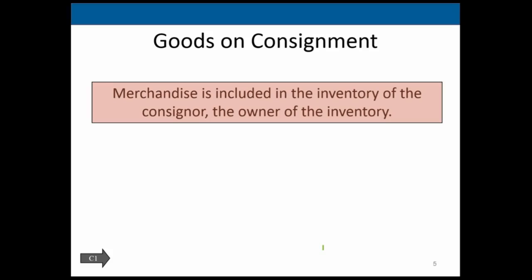So, goods on consignment. Merchandise is included in the inventory of the consignor, the owner of the inventory. So if the consignor owns the inventory and gives it to a consignee, who then will sell it and give part of the profits to the consignor, the person who originally had the inventory is the one who records the inventory, even though it's not located in their location, it's located in the other location, so it can then sell.